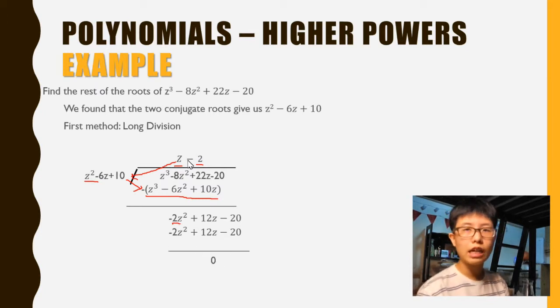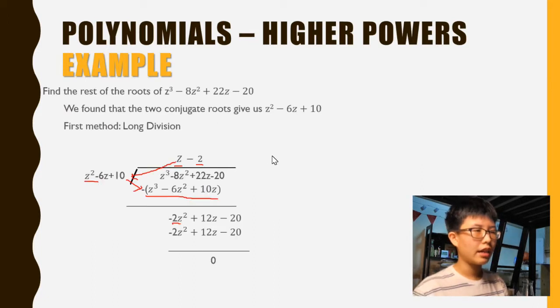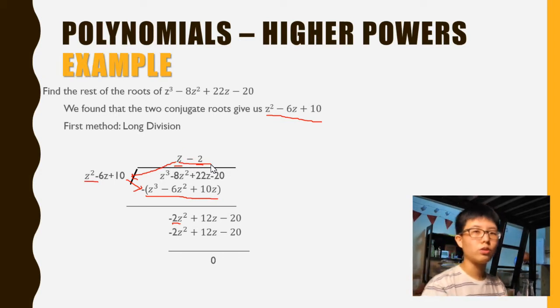So it shows us that our final factor is z minus 2. So we can actually say that z cubed minus 8z squared plus 22z minus 20 can give us this and this. So our final answer to the equation, our final root, is z equals 2.